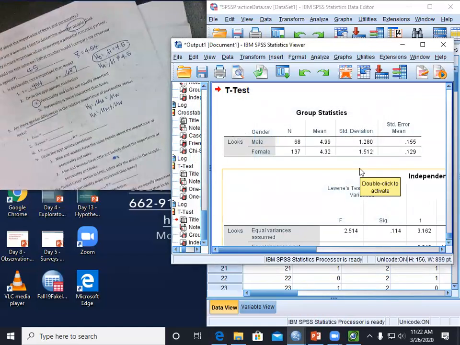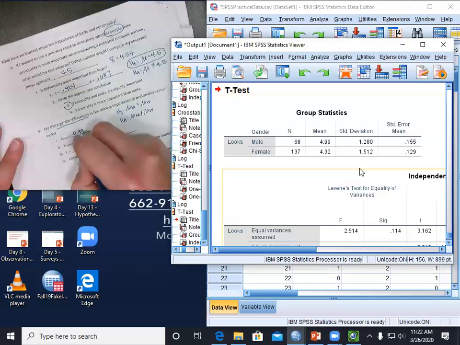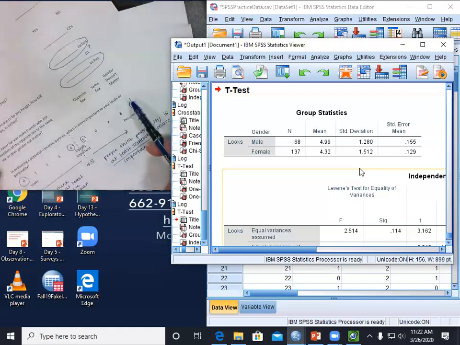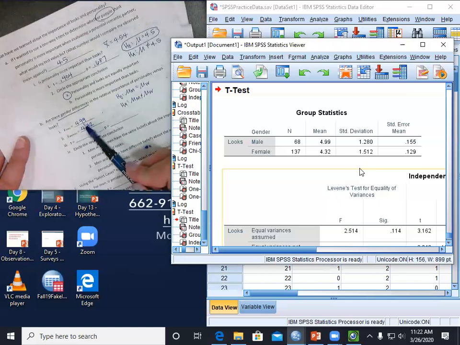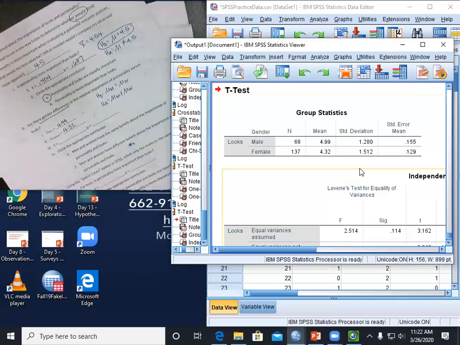Looking first at our sample statistics, the mean for the men is 4.99, and the mean for the women is 4.32. All right, remember the higher answers mean that personality is relatively more important than looks. All right, so in our sample, it looks like the men are more likely than the women to say that personality is more important. The question is this difference large enough to convince us that at the population level, this difference really exists between the men and the women?